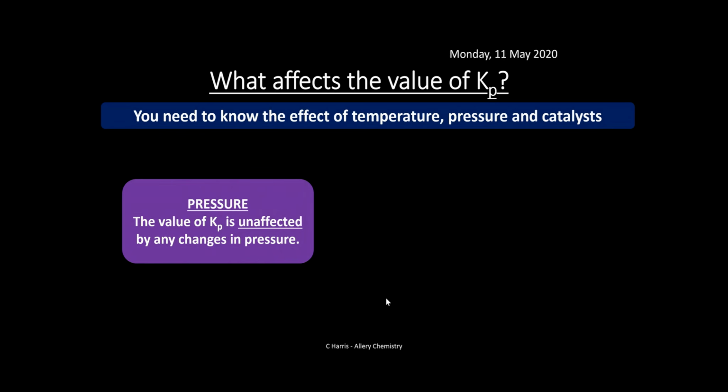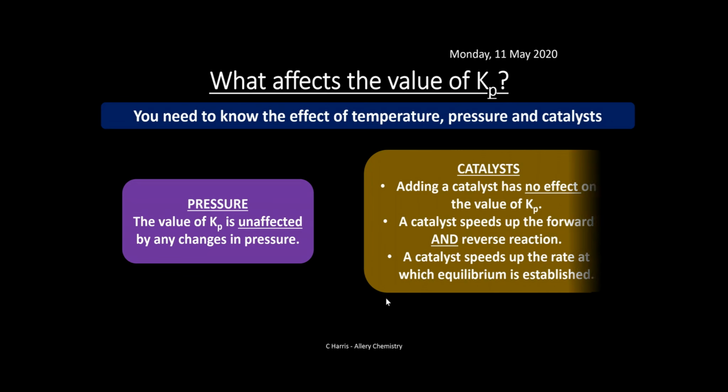Okay, so let's look at pressure. The value of Kp is unaffected by any changes in pressure, so that's an easy one. And catalysts: adding a catalyst has no effect on the value of Kp. All a catalyst does is speed up the reverse and forwards reaction equally, and it just speeds up the rate at which equilibrium is established. It doesn't actually affect equilibrium itself. It just means that you'll reach equilibrium much quicker if you had a catalyst in there, as opposed to not having a catalyst in there.